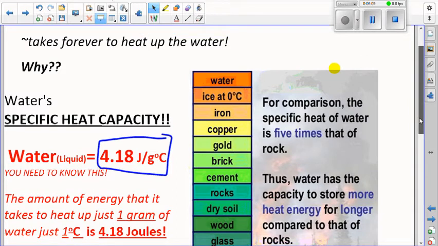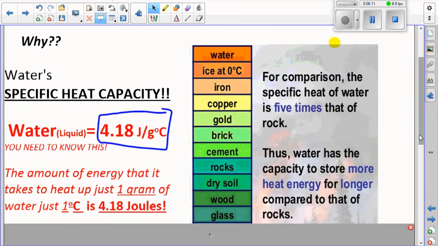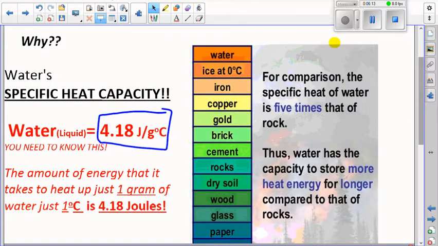Water has a super high heat capacity. It's more than ice, iron, copper, gold, brick, cement, rocks, dry soil, wood. It's part of the reason why it's the elixir of life. To compare it, it's got a heat capacity about 5 times higher than a rock, which sounds kind of backwards, but that's how it is.